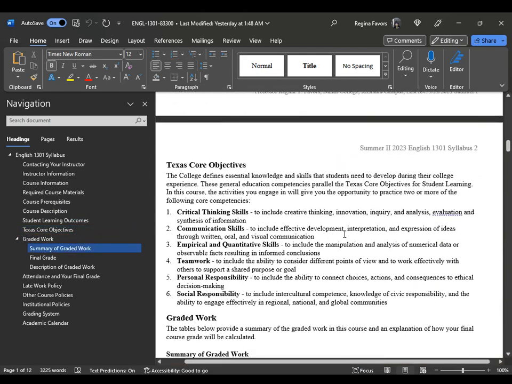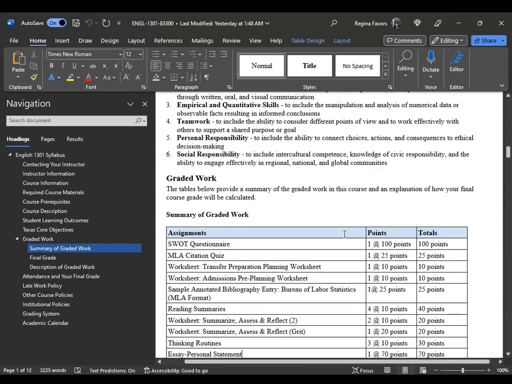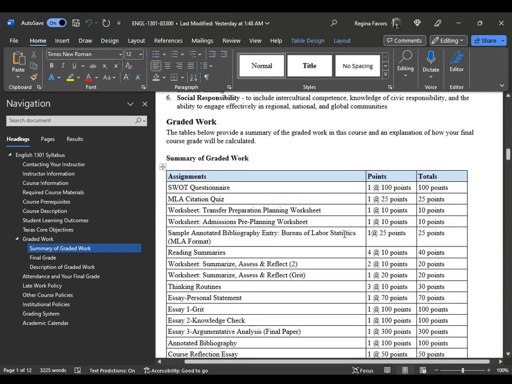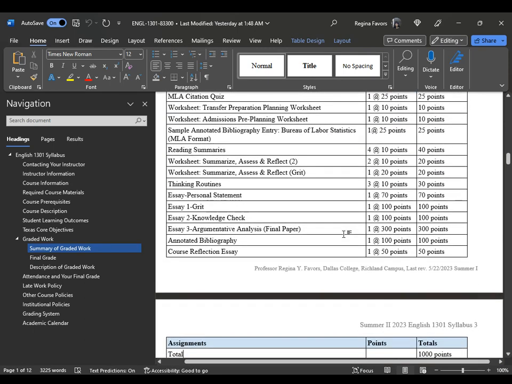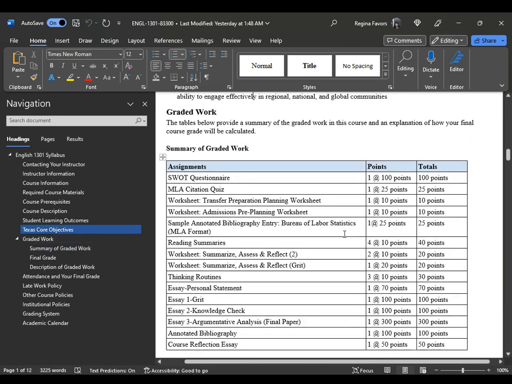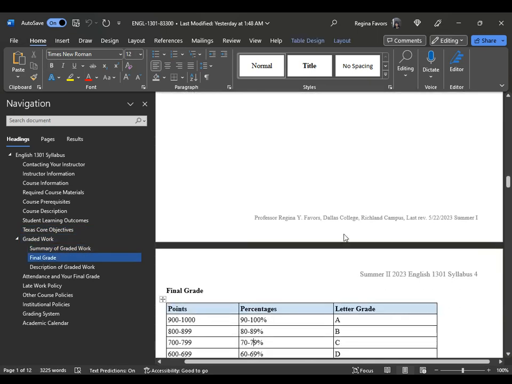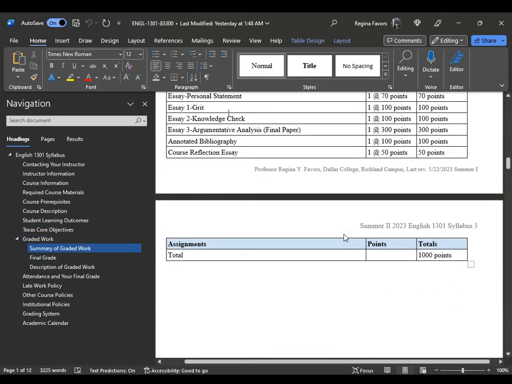So just core objectives, Texas core objectives: critical thinking skills, communication skills, empirical and quantitative skills, teamwork, personal responsibility, and social responsibility. So there are some tasks, or some topics, that are related to these Texas core objectives. The summary of graded work: there's a SWOT question there, MLA citation quiz, and these are all related to the individual modules. This is on a 1,000 point scale, just as the DRW 0315 is on a 1,000 point scale.